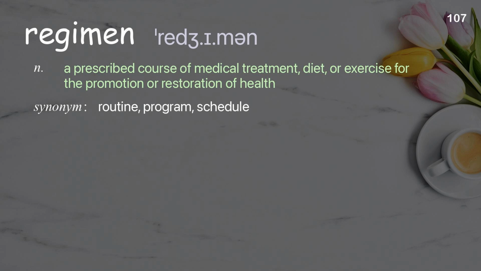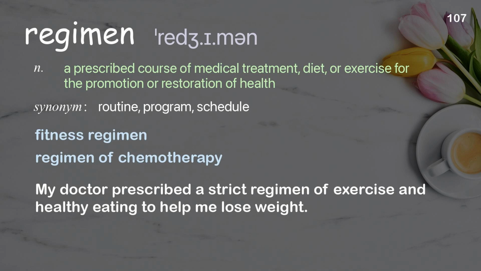Regimen. A prescribed course of medical treatment, diet, or exercise for the promotion or restoration of health. Examples: fitness regimen, regimen of chemotherapy. My doctor prescribed a strict regimen of exercise and healthy eating to help me lose weight.